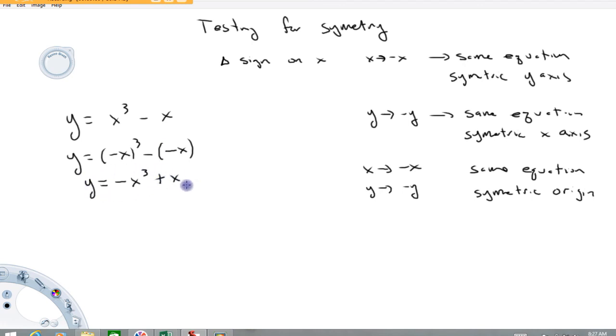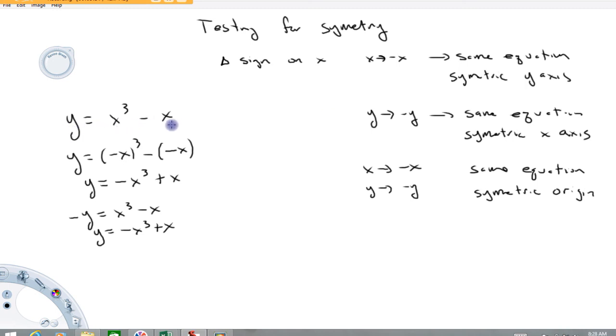Now we compare this to the original. Is it the same? The answer is no. So this is not symmetric about the y-axis. All right, next test, we'll change the sign on y. Compare it to the original. It's not the same. If I move this minus sign over here, it really makes it pretty glaringly obvious. Compare this to this. They are not the same. So this is not symmetric about the x-axis.